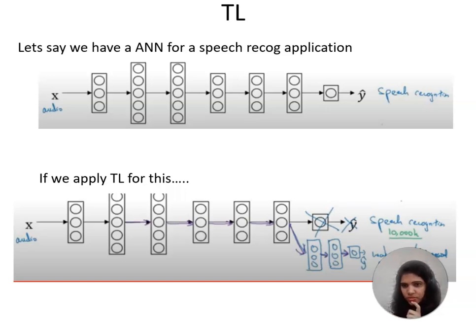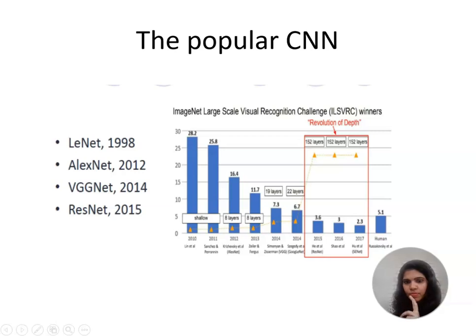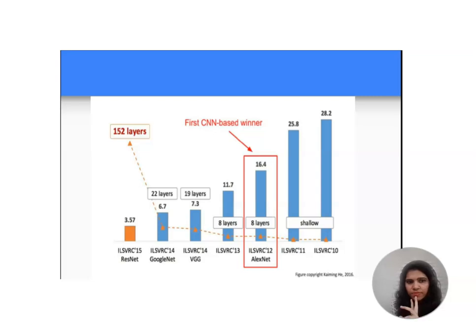The popular CNNs that are used for transfer learning are LeNet, AlexNet, VGGNet, ResNet, etc. Among these, ImageNet has the highest accuracy for transfer learning. These are some of the other algorithms.